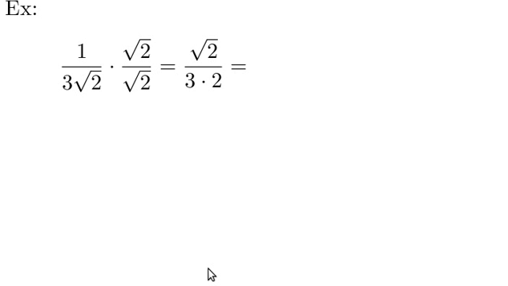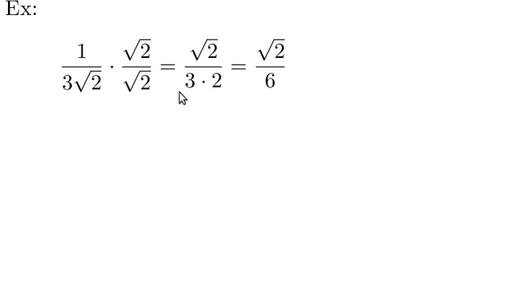So, this, of course, can be simplified to 3 times 2 is 6. So we have square root of 2 over 6. So square root of 2 over 6 is the simplified form of this.